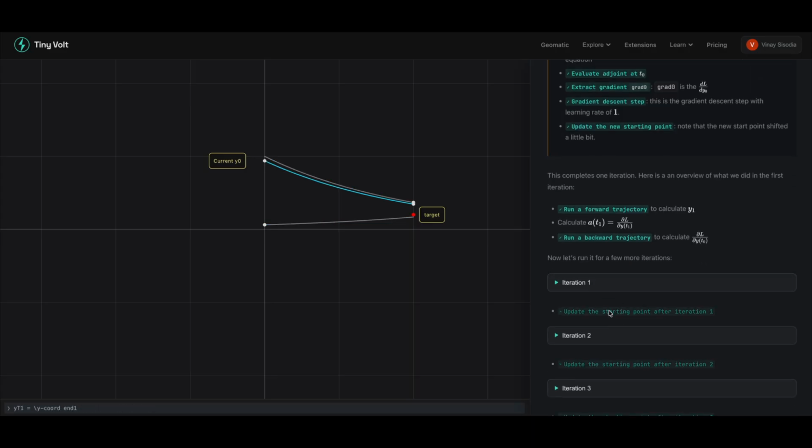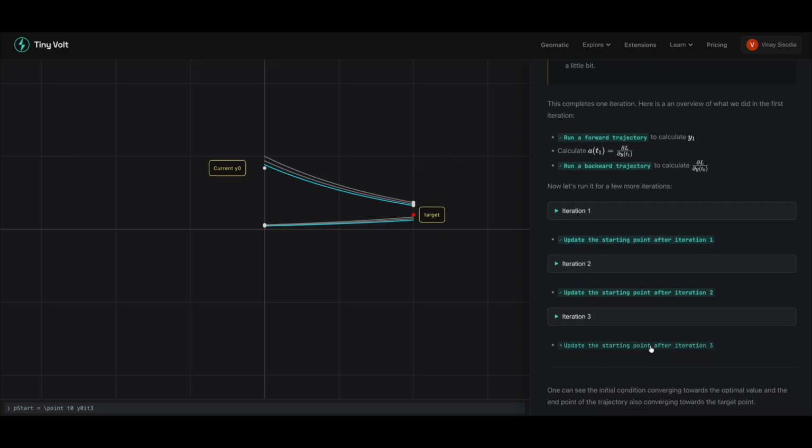So in the next iteration we start off at this point, and we get a new gradient, and we modify this point again, and let's do it a couple more times. That's my second iteration, and this is my third iteration. And you can see here our endpoint is moving closer and closer to the target point by doing gradient descent. So this is the key idea which was presented in the neural ODE paper.